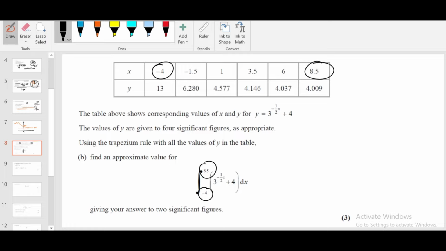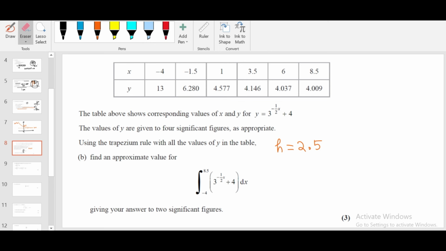So we are going to take the table values. Look at the common difference here, 2.5. That's the width of each strip. You need to mention it, otherwise you will lose a mark. So that's positive 2.5. And then apply the trapezium rule. What's the trapezium rule? h over 2, the first y value plus the last y value.